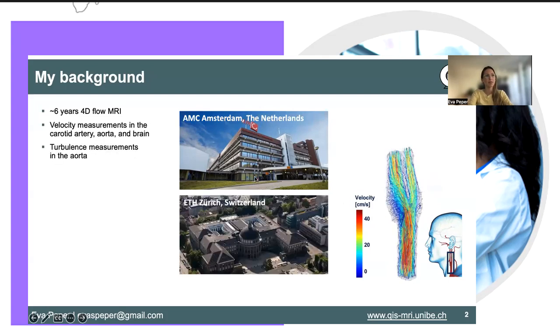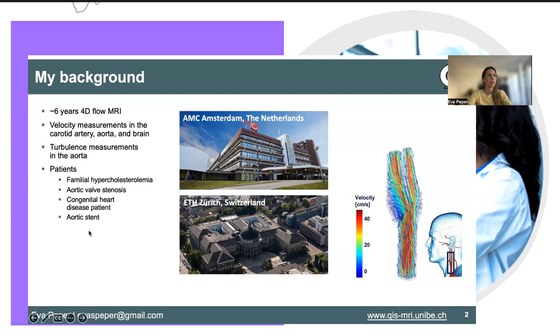Then I moved to Switzerland, where I continued working on 4D flow, but more in the direction of turbulence measurements, which could be done by a similar technique. I will also quickly talk about that. Currently I'm working in Bern, and I switched topics a little. Now I'm working more on quantitative imaging, but still cardiac MRI imaging, so it's not so far off.